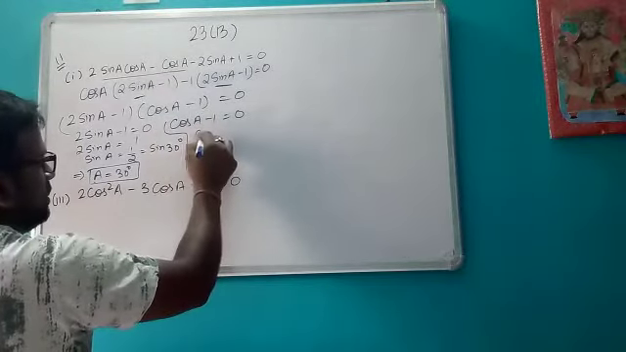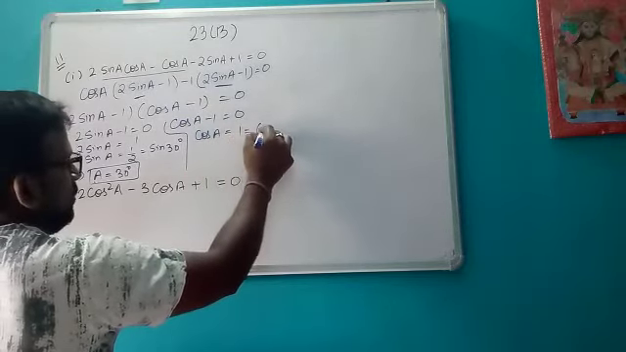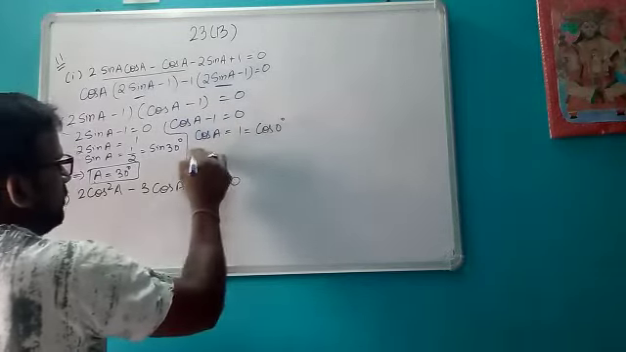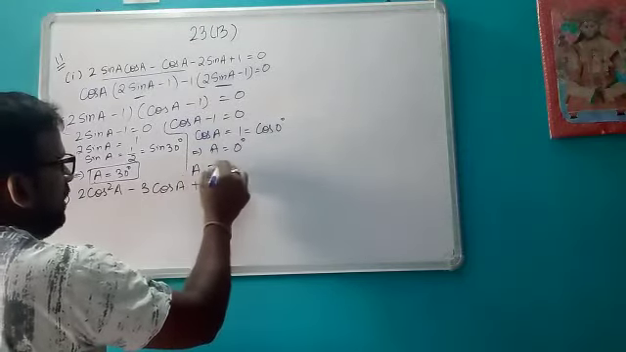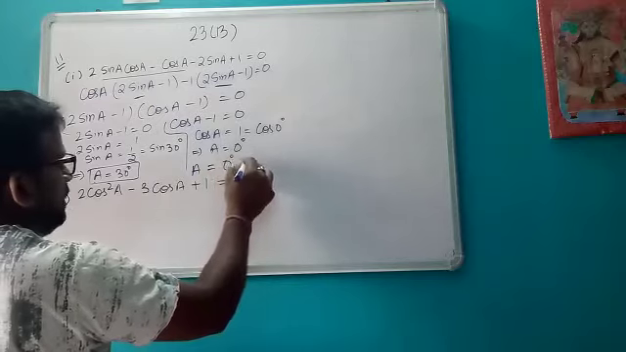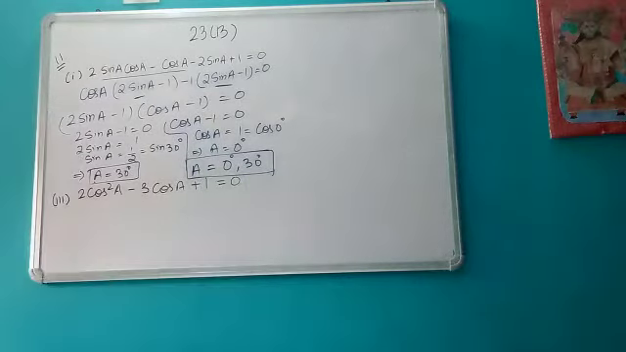Then for this, cos A is equal to 1, and when cos is 1, it is 0 degree, so from here you will get A is equal to 0 degree. So our answer will be A is equal to 0 degree and 30 degree. Okay, so these two will be the values.